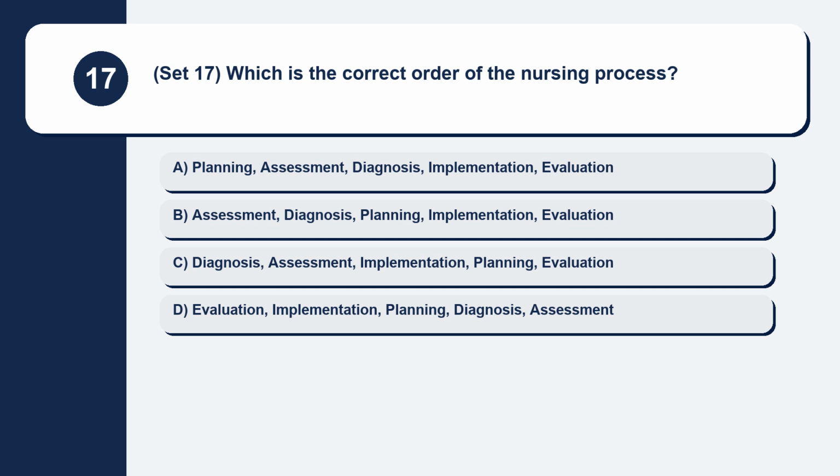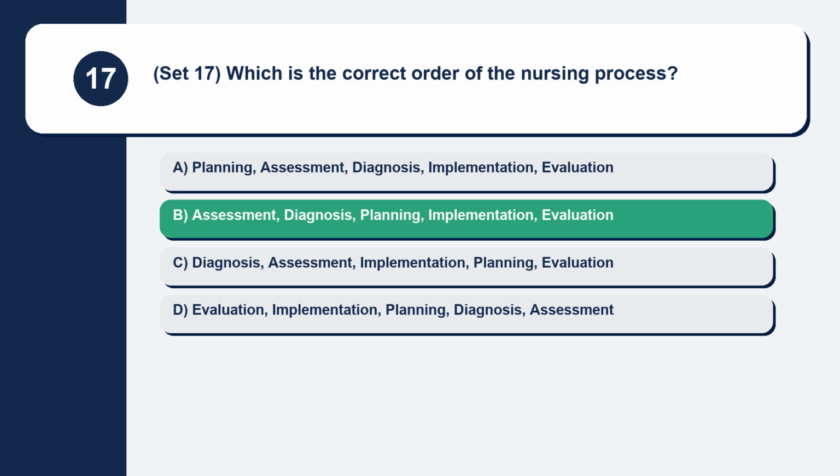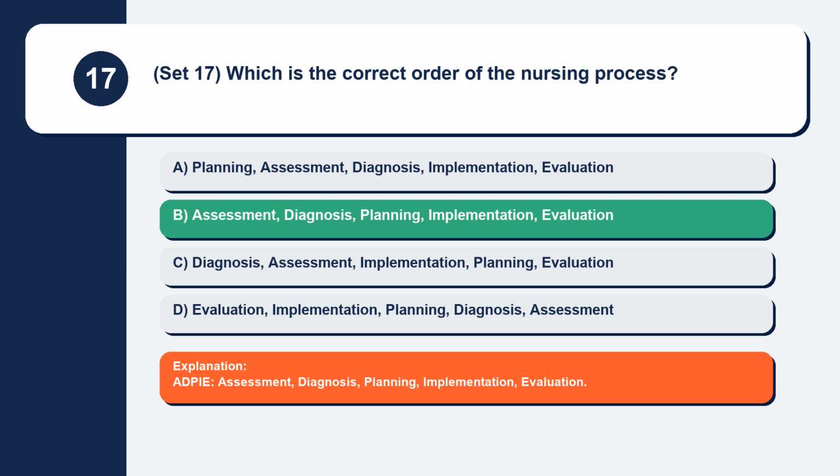Question 17. Set 17. Which is the correct order of the nursing process? Planning, assessment, diagnosis, implementation, evaluation. Assessment, diagnosis, planning, implementation, evaluation. Diagnosis, assessment, implementation, planning, evaluation. Evaluation, implementation, planning, diagnosis, assessment. The answer is assessment, diagnosis, planning, implementation, evaluation.